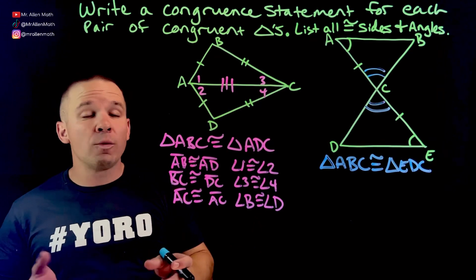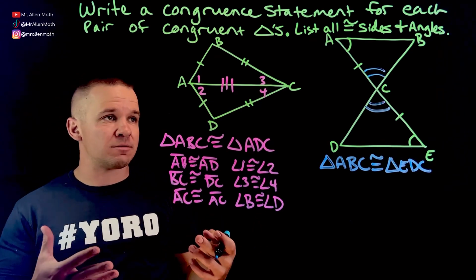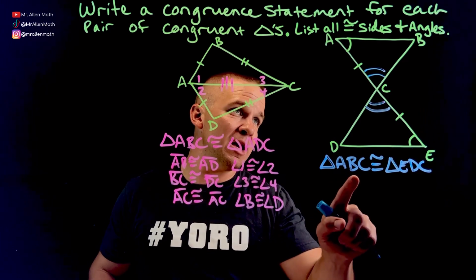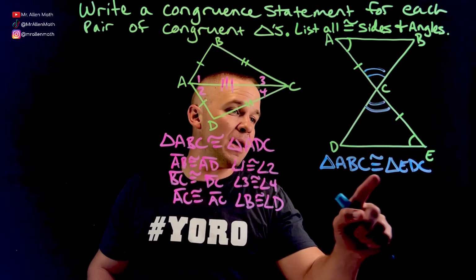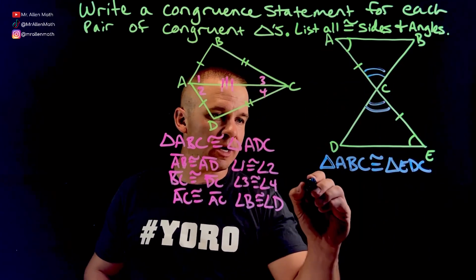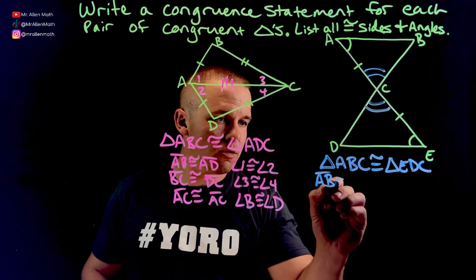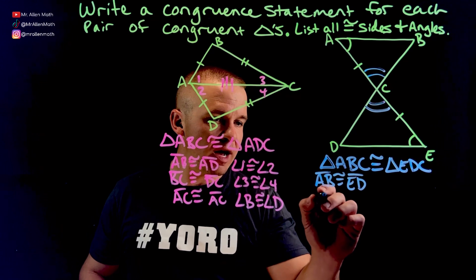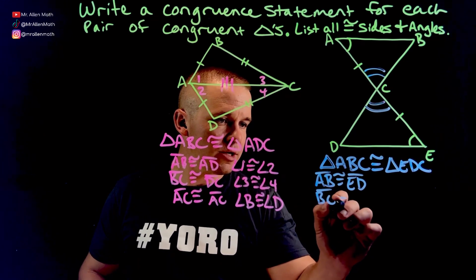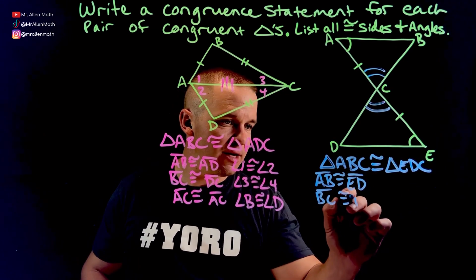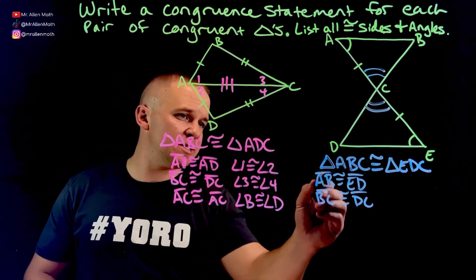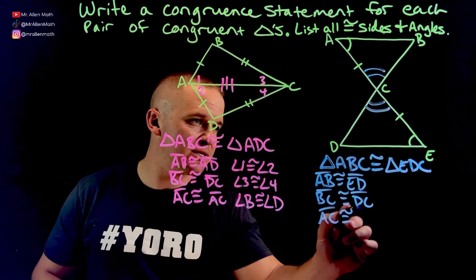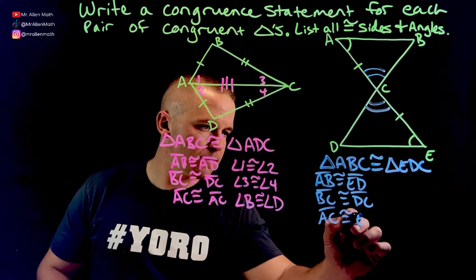All right. Now we can list out our congruent segments. Again, I can use my congruence statement. We can also see it visually. AB is up here, and it's going to match up with ED, which is down here. So AB is congruent to ED. BC is congruent to DC. Then I have AC, and AC is congruent to, in this case, EC.